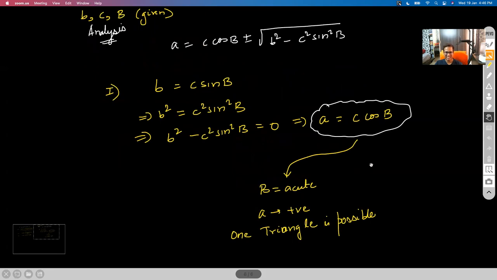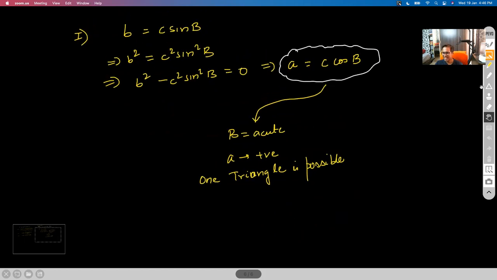Okay, so let's check. Sorry, not right angle at C, let me just show you. So one triangle is possible, and everybody please note this down. A is equal to C cos B. Correct? Yes or no? Now, if B is acute, only one triangle is possible. And that triangle, please understand here, is going to have, I'm just going to write it over here.